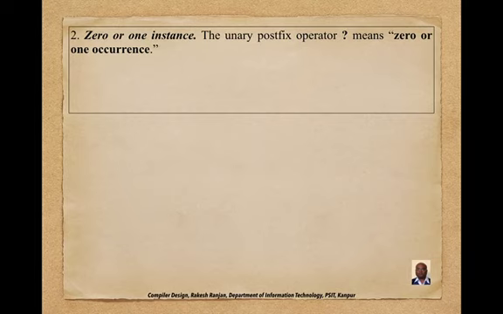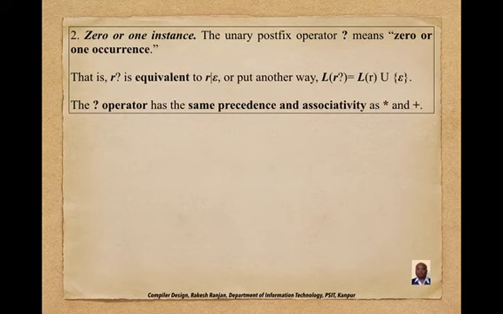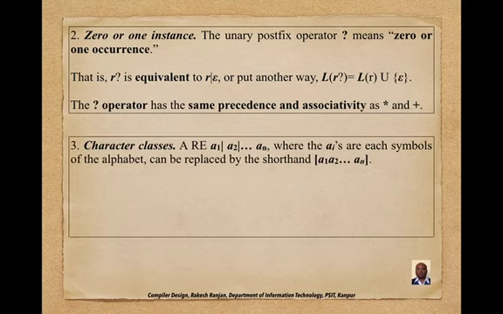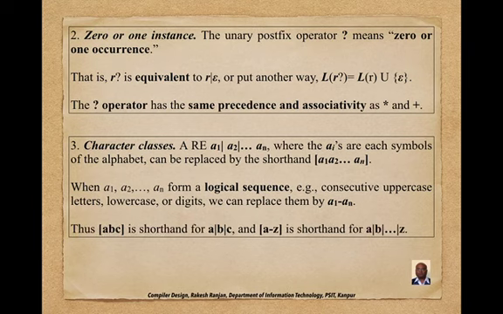Zero or one instance. The unary postfix operator question mark means zero or one occurrence. If we write R?, it is equivalent to R or epsilon. Question mark has the same precedence and associativity as asterisk and plus. Character class. A regular expression a1|a2|...|an can be represented by the shorthand [a1 a2 ... an], and it should be in logical sequence. [abc] in shorthand, we can write as a or b or c. [a-z] represents a or b or ... or z.